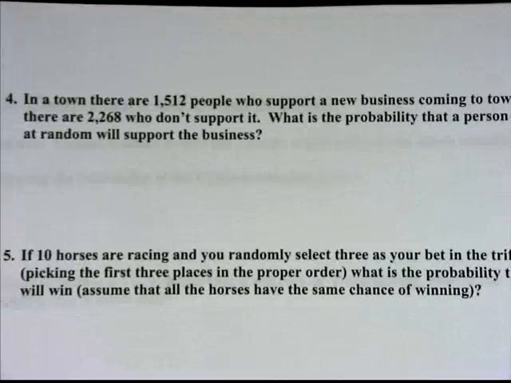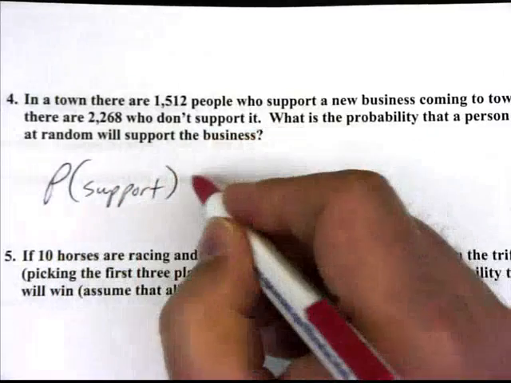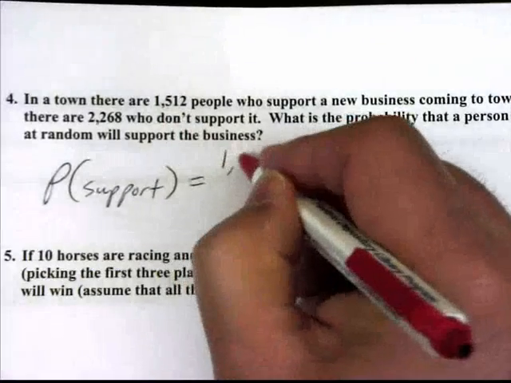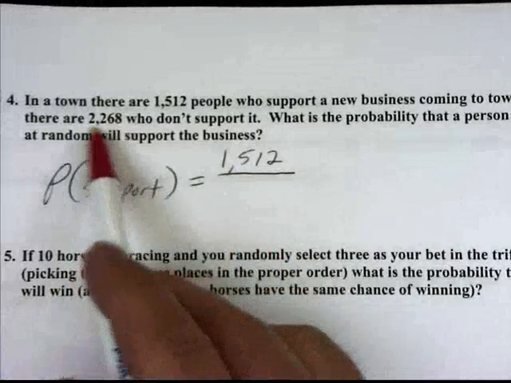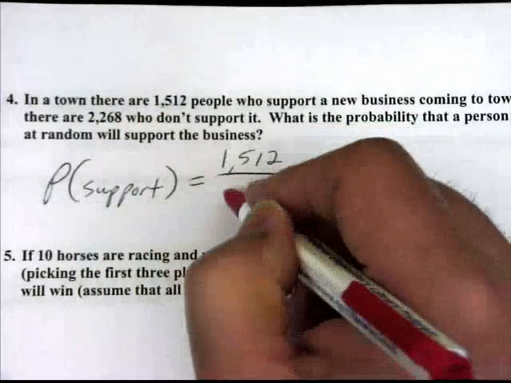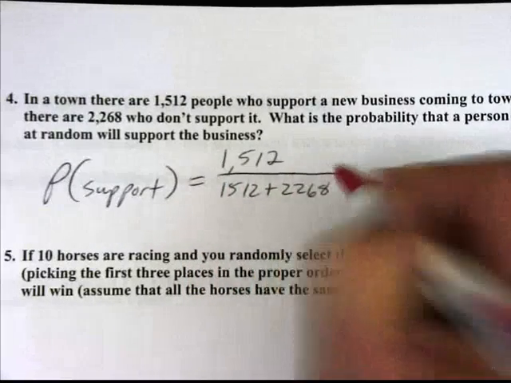So number 4 says, in a town there are 1,512 people who support a new business coming to town, while there are 2,268 who don't support it. What is the probability that a person chosen at random will support the business? So probability of support. Well, that probability will be the number of people who support the business, which would be 1,512, over the total number of people. This is not the total number of people, that's the number who don't support. So to find the total number of people, we'd have to add those who support plus those who don't support.